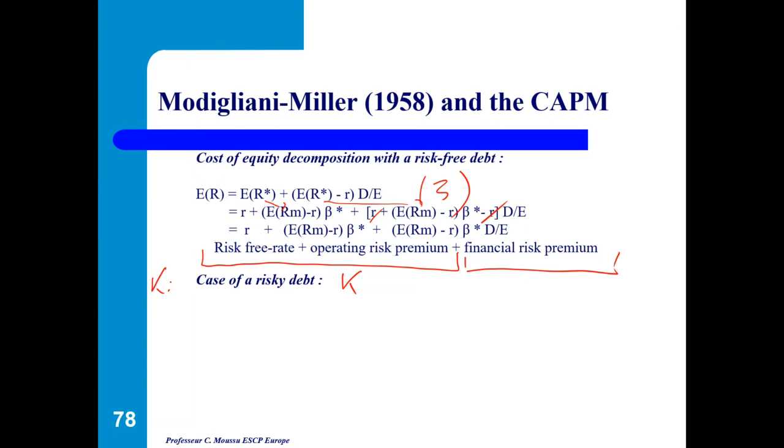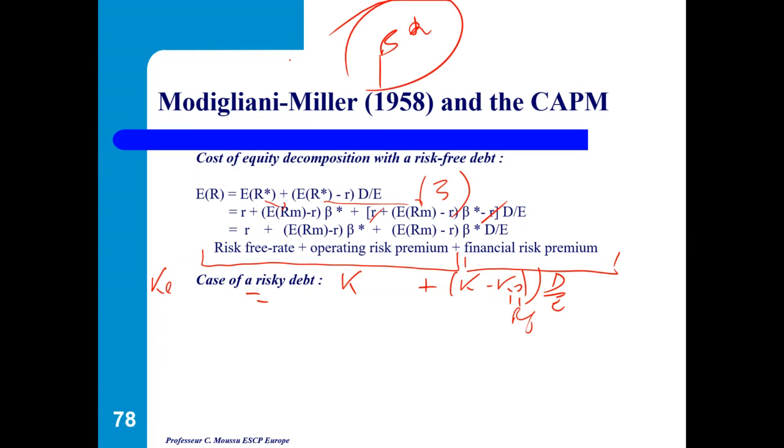So it can also be that KE equals K plus (K minus KD) times D over E. Here it would be RF, because we are in the case of risk-free debt. This kind of proposition is important because it tells you how the cost of equity will be affected. Beta star is always something very important, because it leads to K star.